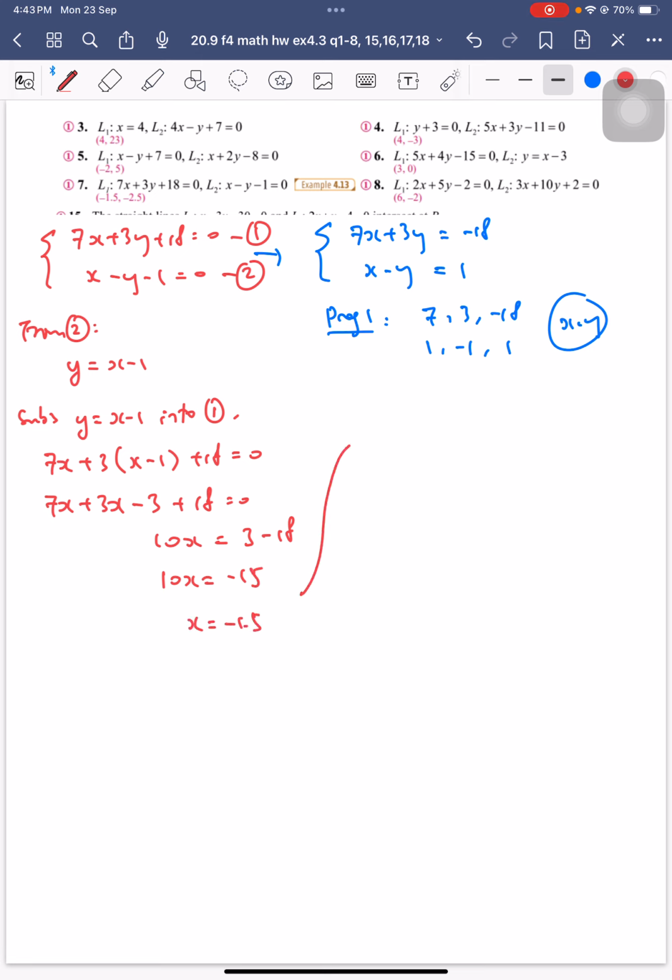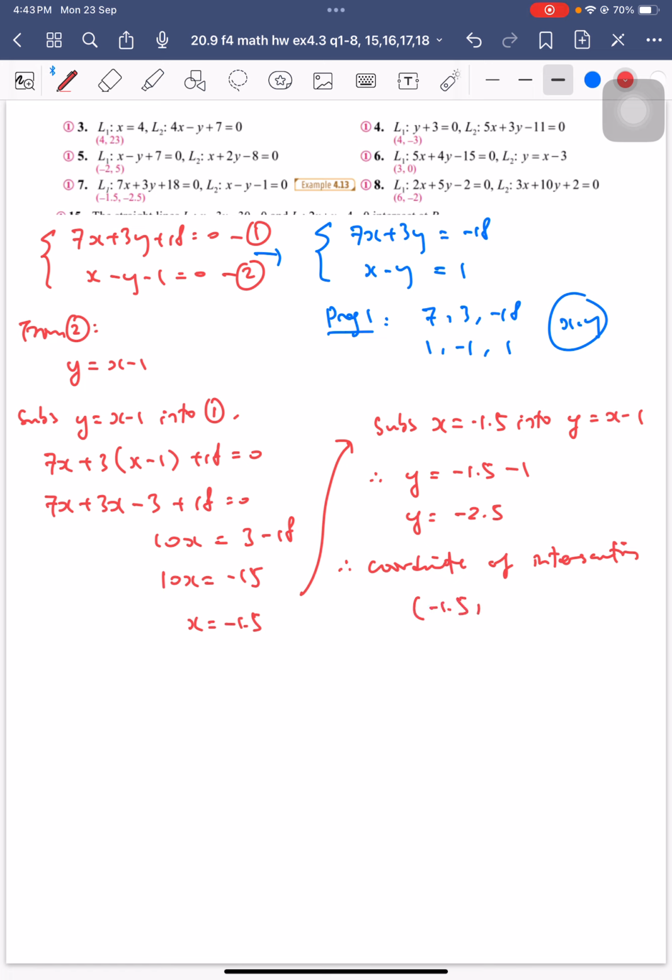After that, it's not finished yet, so I substitute back into our equation here. I substitute x equal to negative 1.5 into y equal to x minus 1, so that we have y equal to negative 1.5 minus 1, giving you y equal to negative 2.5. So the coordinate of the intersection is going to be negative 1.5, negative 2.5.